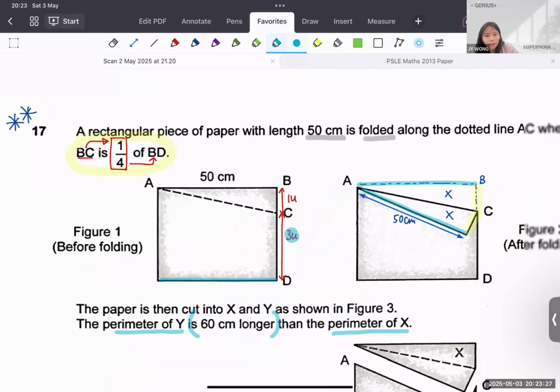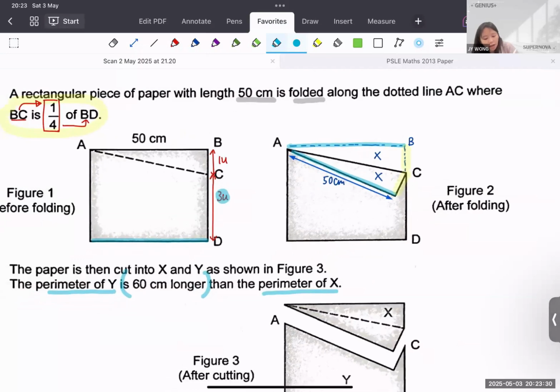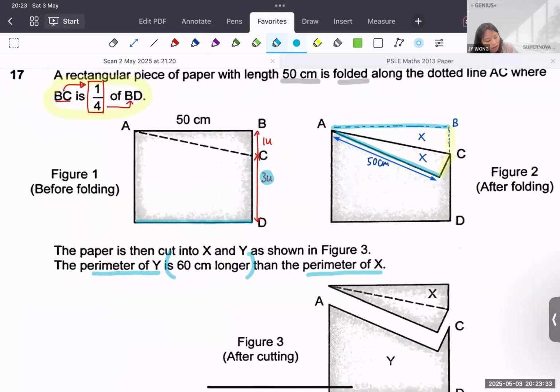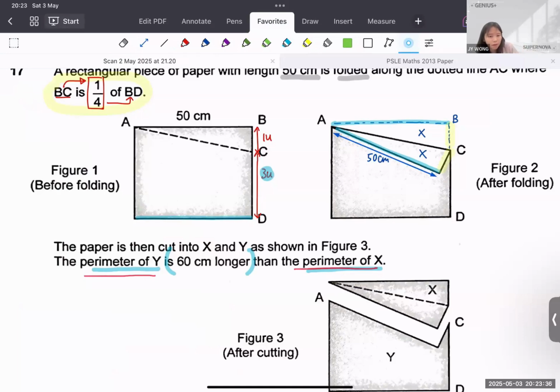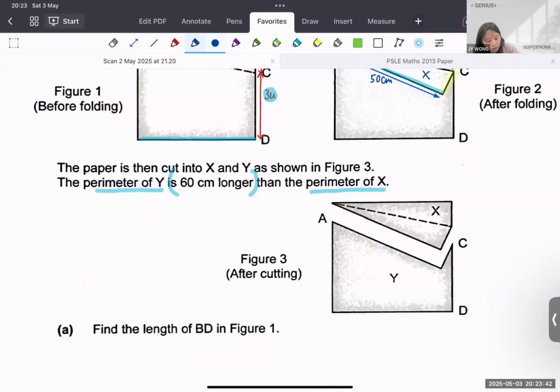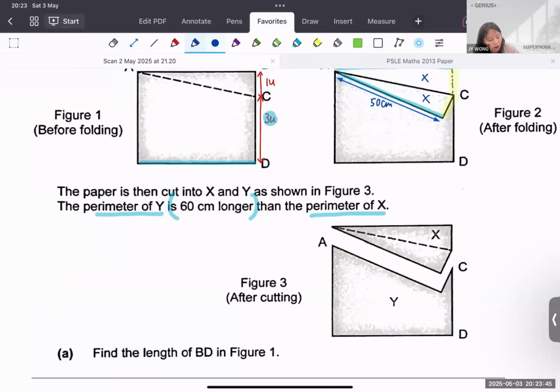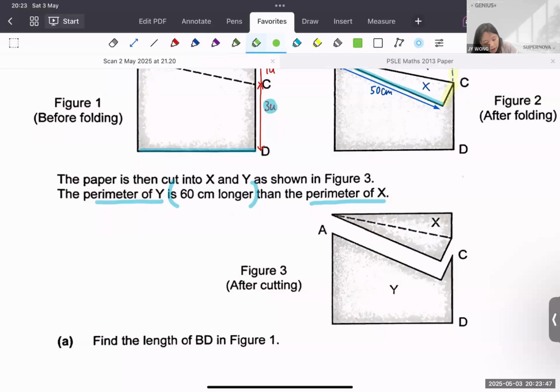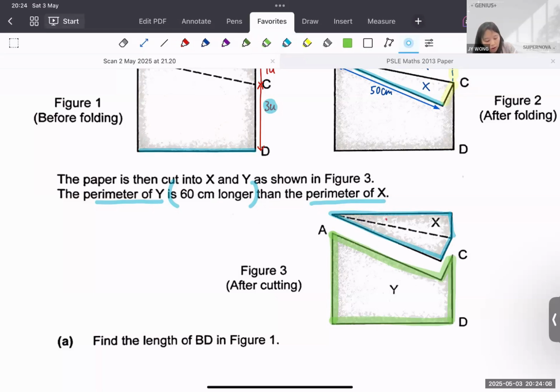Now, the question here is, they tell you about Y and they tell you about X. They don't tell you about the paper. They tell you what is the folded part. Now, perimeter of Y. Where's Y? Y is this entire thing. Later, I'll use a different color. Then perimeter of X is this entire thing. So two parts, correct? Cut into X and Y. You cut this out, then this is your X and this is your Y. Now what do I need to do?